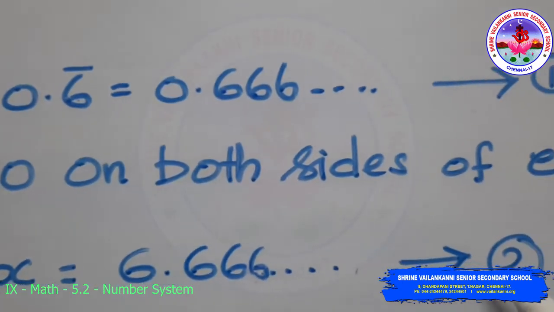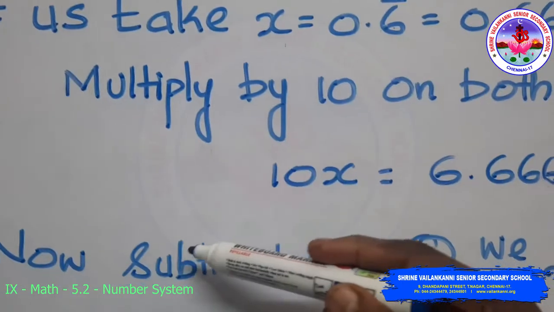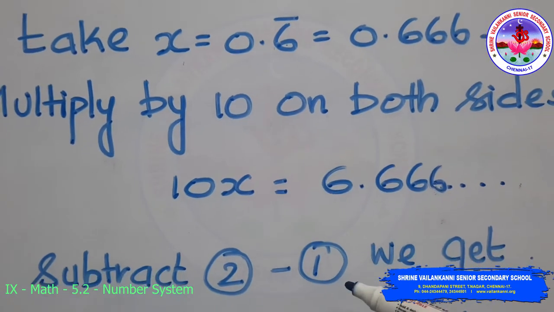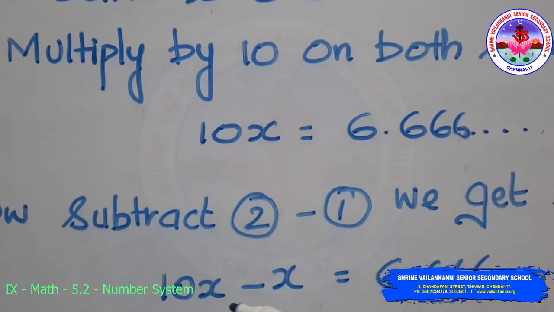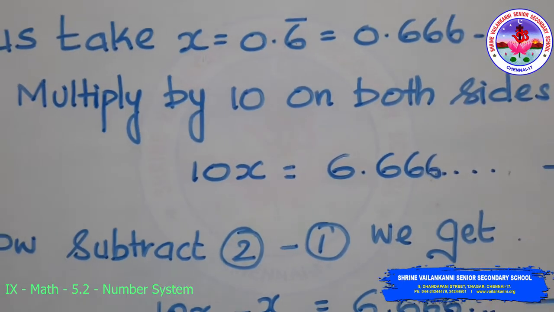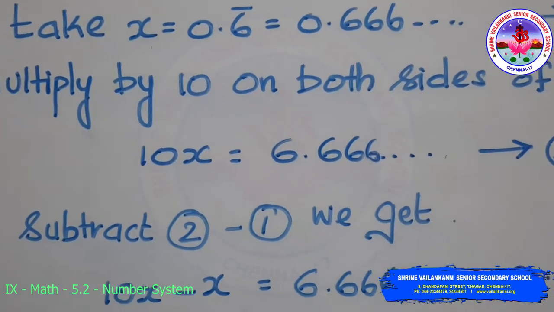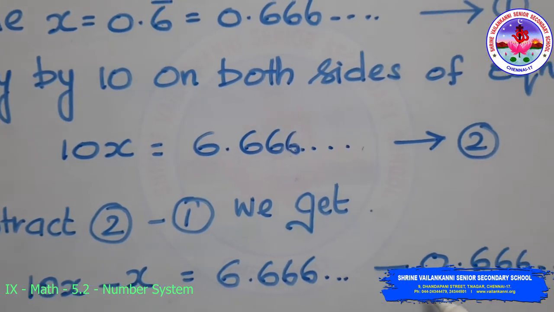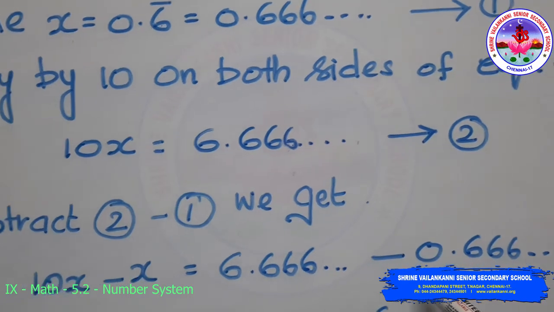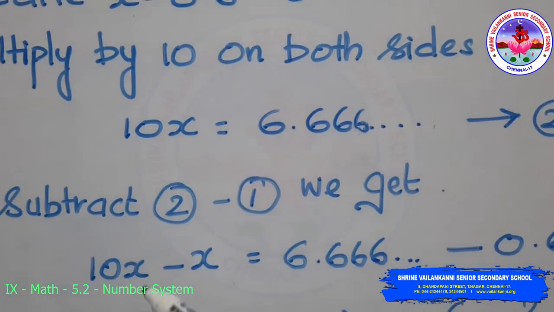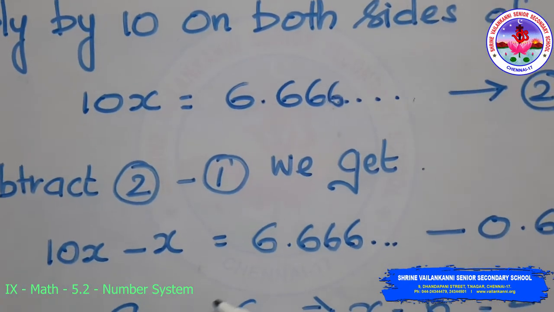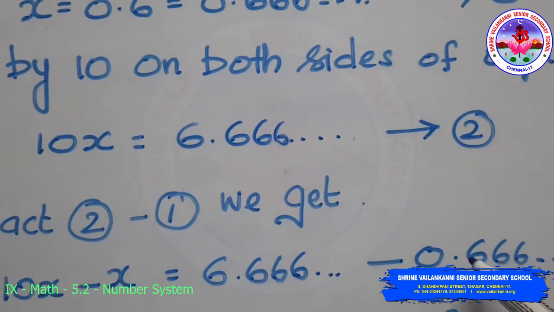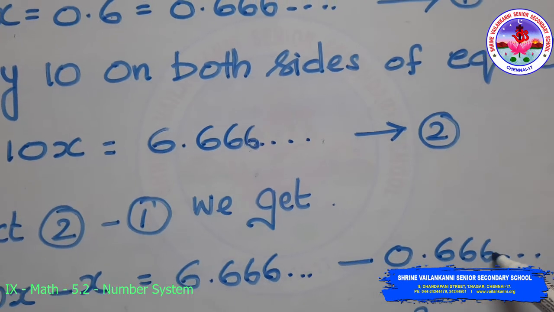So calling this as equation 2. We are going to subtract equation 2 minus equation 1. So we get 10x minus x is equal to 6.666 minus 0.666. So here I will get 9x is equal to, see, after the decimal point the 66 and so on will get cancelled with 666 etc.